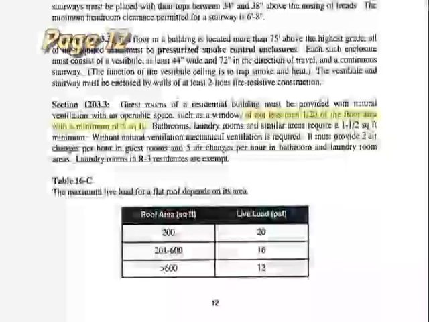Table 16C talks about the maximum live loads for flat roof areas. Read through that. Now on to the next page, section 1806. The top of a foundation wall supporting wood framing must be at least 6 inches above finish grade. And let's highlight that as well. Why 6 inches? 6 inches is a good, healthy distance that keeps the termites away. Keeps them away from that wood structure.